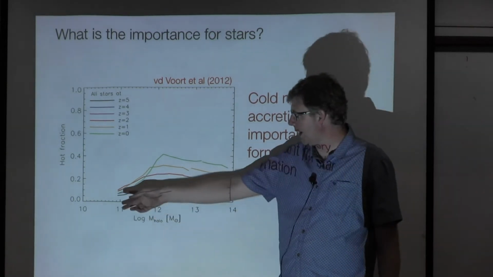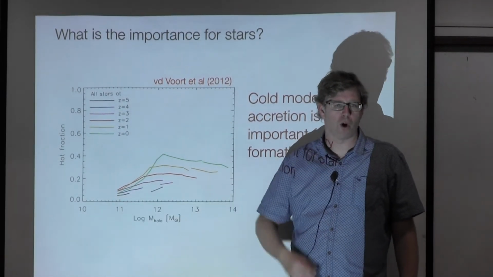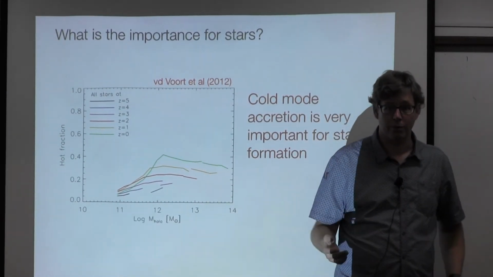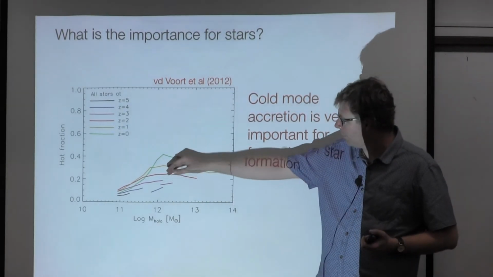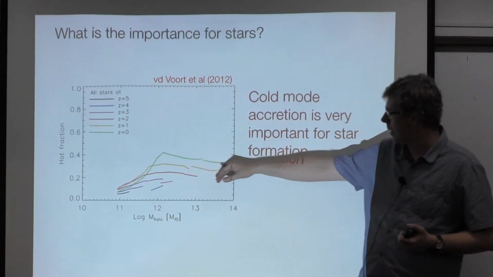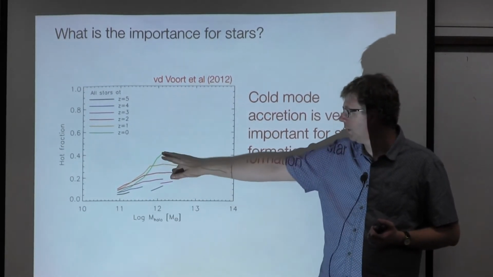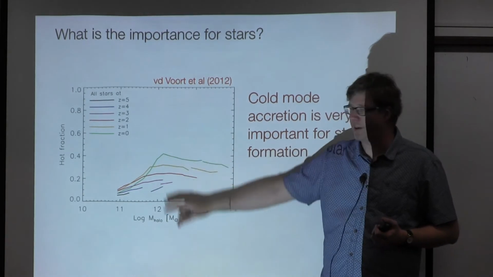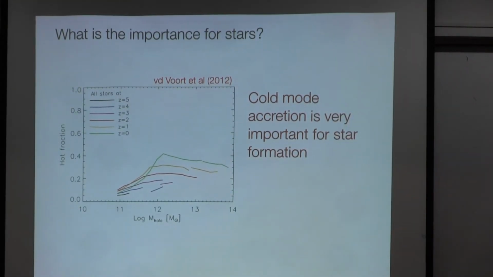And what they found was that in low mass halos, stars typically formed only of gas that was really cold. The hot gas wasn't important for forming stars. And even in the higher mass halos, 10 to the 12 at low redshift, it never gets above 40%. So this cold accretion, this cold gas that comes in, is really essential for forming stars. Absolutely crucial.